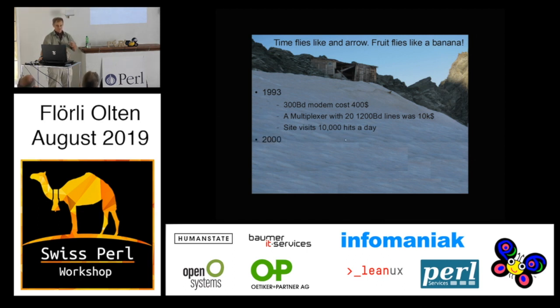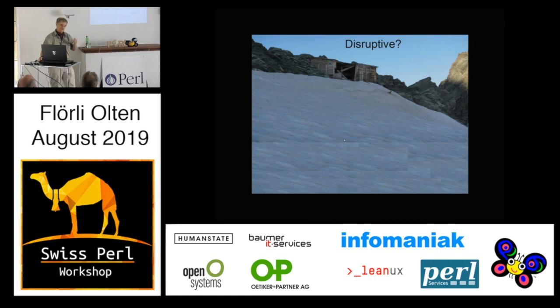Jump forward. So that's 93 when he started writing his dissertation. In 2000 when he finished, a 56K modem card was about 30 bucks. You no longer needed a multiplexer to hook people up to your BBS. You know, the technology had risen. They had digital multiplexers and just, oh, here you go, give me a line. And site visits went up to 600 million a day. Disruptive, as Larry would say?